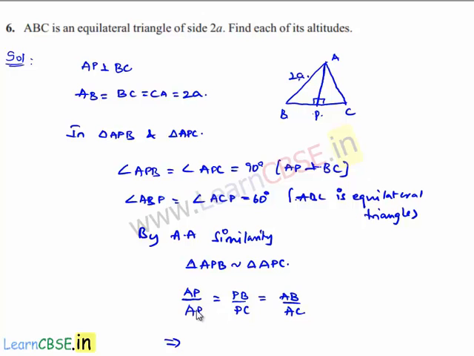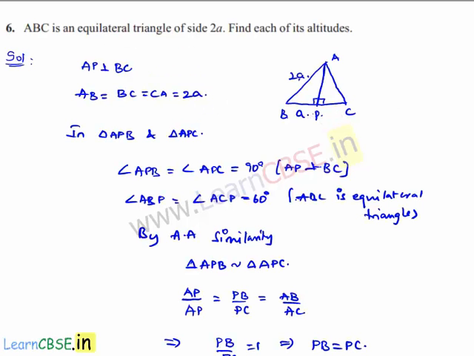which implies, AP by AP is nothing but 1, and AB by AC is also nothing but 1, as AB equals AC in an equilateral triangle. So we can say that PB by PC is equal to 1, which implies PB is equal to PC. As PB is equal to PC and PB plus PC is equal to 2A, we get 2 times PB is equal to 2A, which implies PB is equal to A.